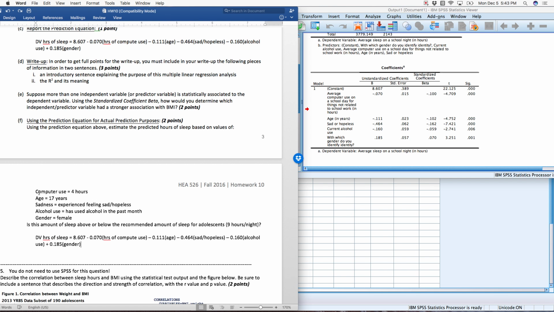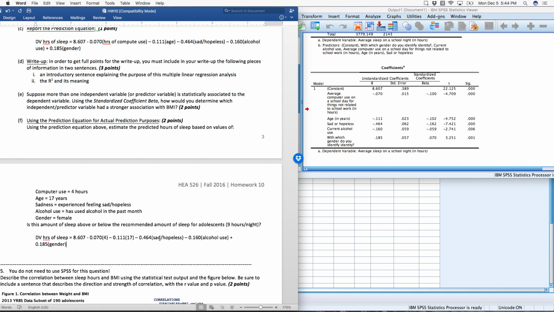So we have values of some other person who said that on average they use a computer 4 hours a day. They're 17 years old. They have experienced feeling sad or hopeless. They have used alcohol in the past month, and they're female. So we can do the continuous ones pretty easily. So for hours of computer use, we'll just put in 4 where that hours of computer use was written out. And then for age, we'll put in 17 where it said age.